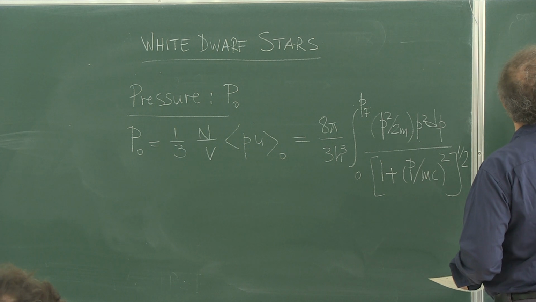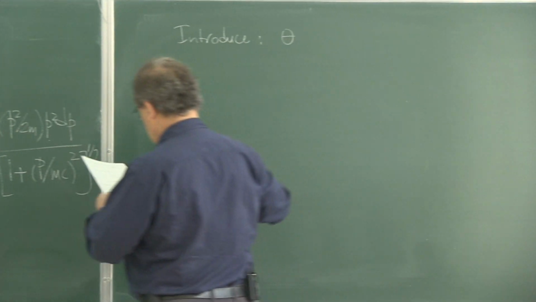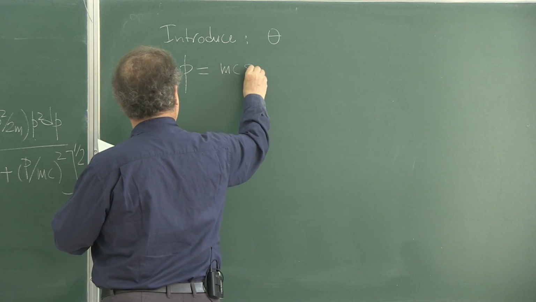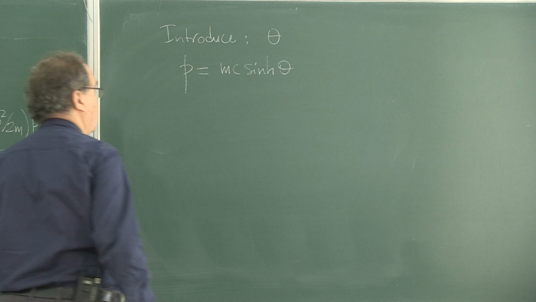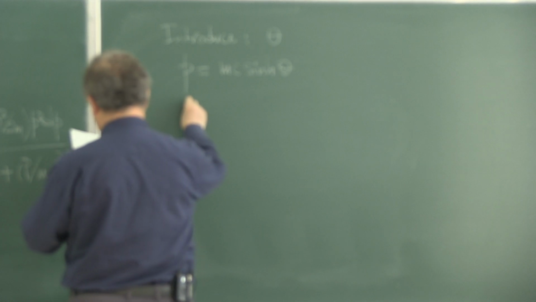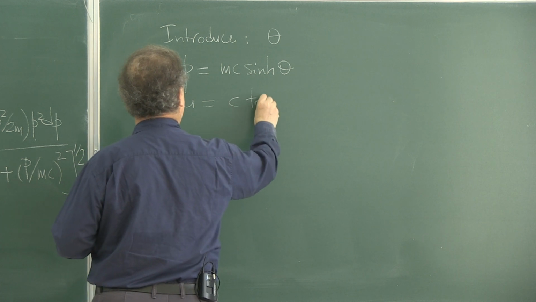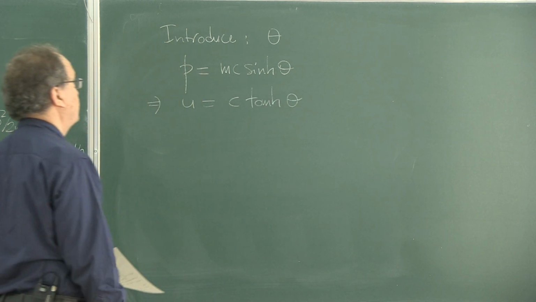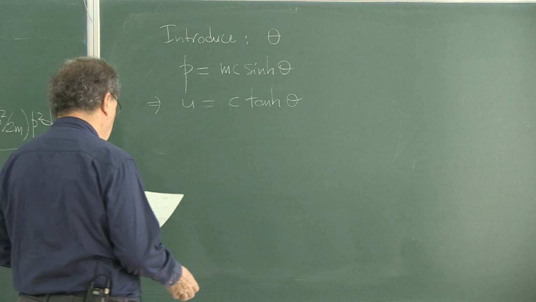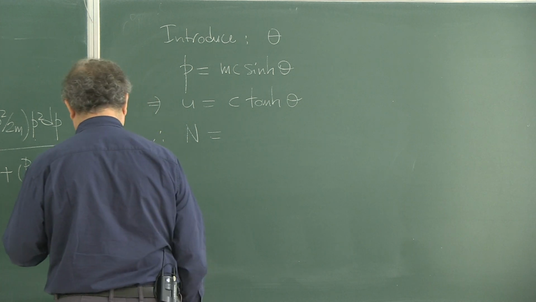Introduce a new variable, theta, by defining momentum p like this, so that the energy comes out to be c times tanh theta. Therefore, you get the following result for the number of particles.